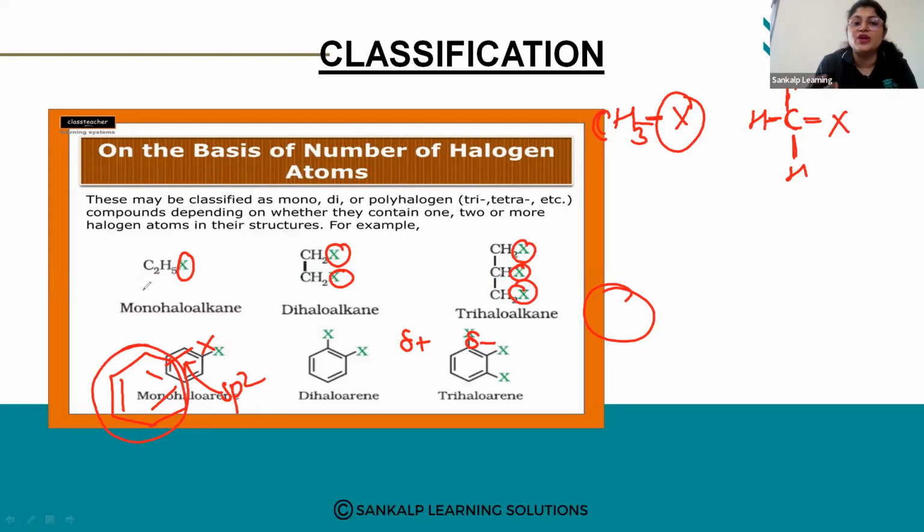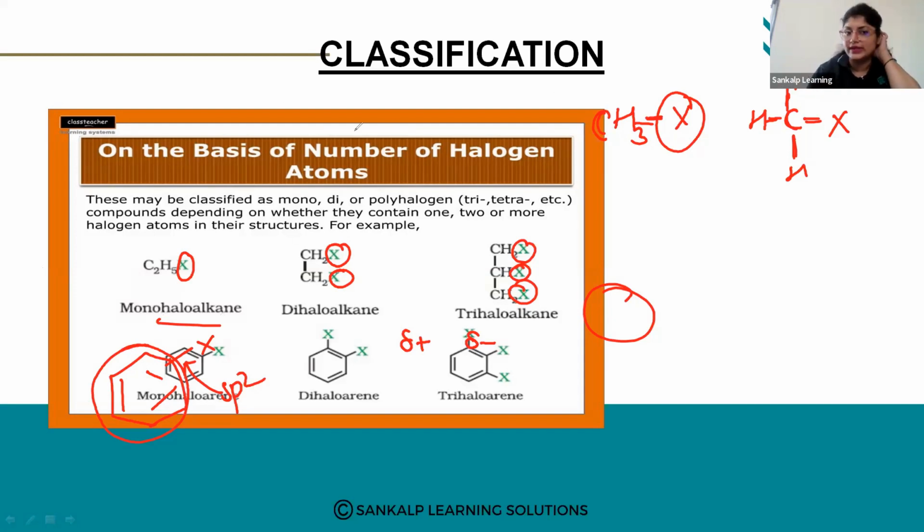So mono means one, di means two. Based on the number of halogen atoms, how many hydrogen atoms are replaced by halogen atoms, they are classified as mono, di, and polyhalogen compounds. So this is about haloalkanes. Haloalkanes are aliphatic. Aliphatic means straight chain compounds. Then the second example is what?